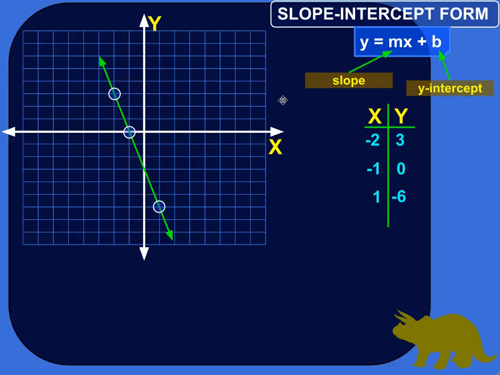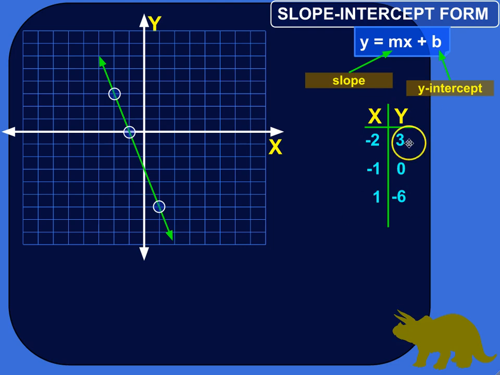Alright, so I'm going to show you how to take a table of data, or tabular information, like this, and write the slope-intercept form of an equation that describes the relationship between the two variables. So here I've got a table of x and y values. When x is -2, y is 3. When x is -1, y is 0. When x is 1, y is -6.